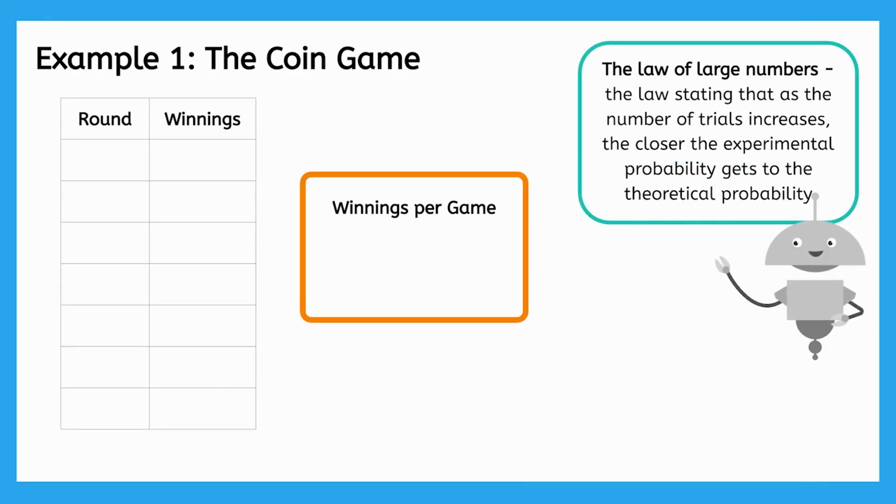The law of large numbers tells us that if we repeat an experiment like this game enough times, the actual results will get closer and closer to the results we expect based on the theoretical probabilities. So while we might not win exactly $1.50 every time we play, over many games, our average winnings per game will settle around that number.